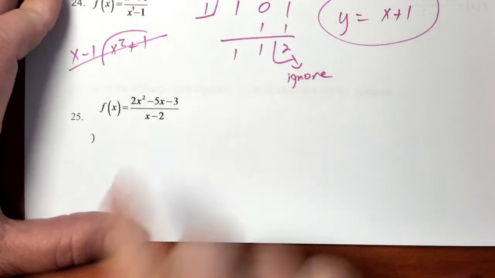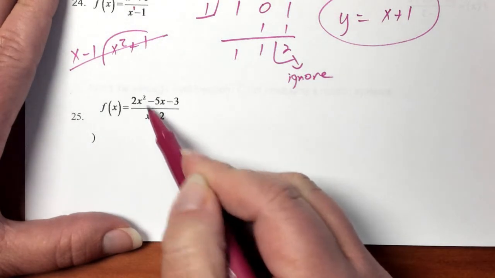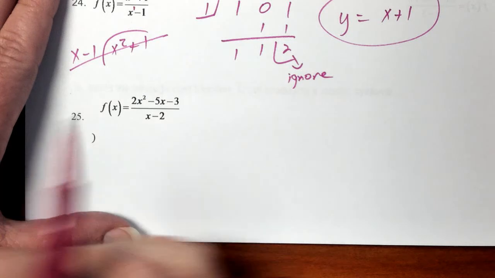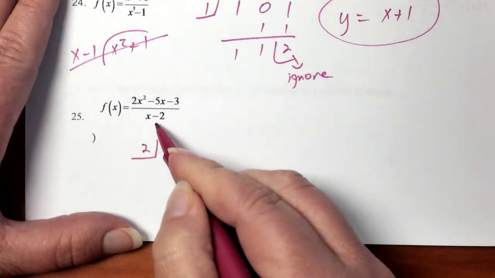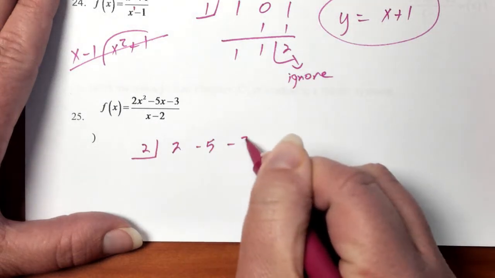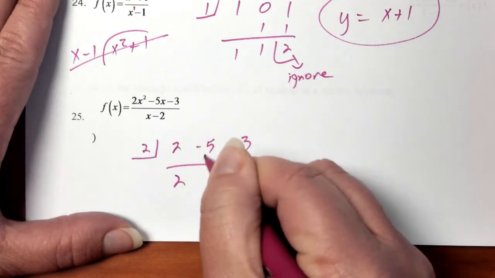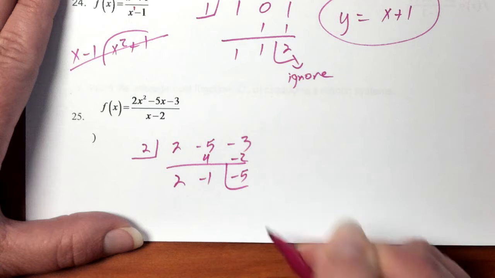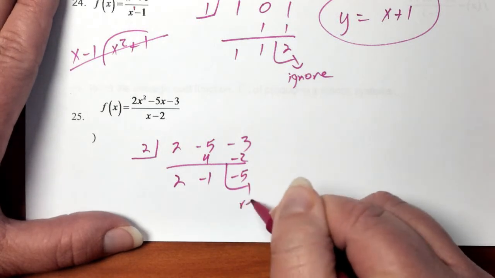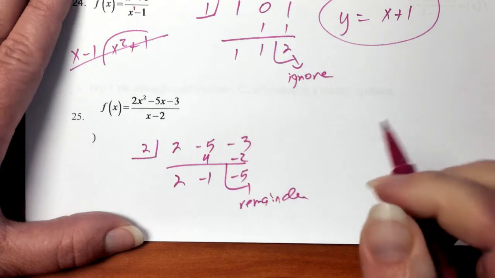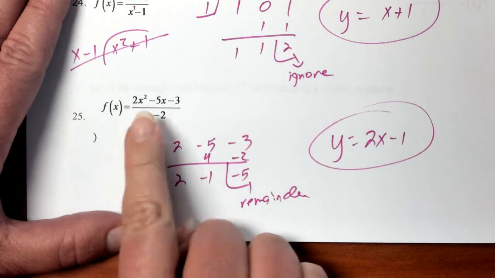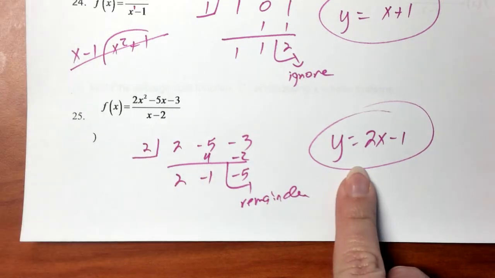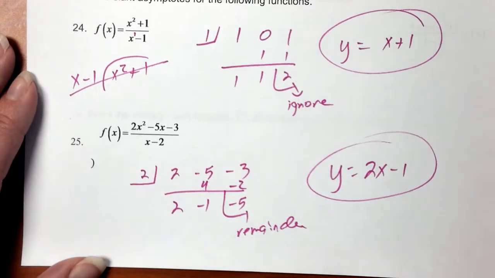Okay? I can do the same thing here. There's a big exponent on top. It's bigger by 1. So there's no horizontal because it's big on top. But because it's 1 bigger, there is a slant asymptote. So I put my 2 in the box. 2, negative 5, negative 3 are my coefficients. Complete my synthetic division. Don't care about the remainder. I can ignore it, but my slant asymptote will be y equals 2x minus 1. And if I graphed this original rational and I graphed this linear equation right here, you would see, oh yeah, look at that. It's a good slant asymptote.